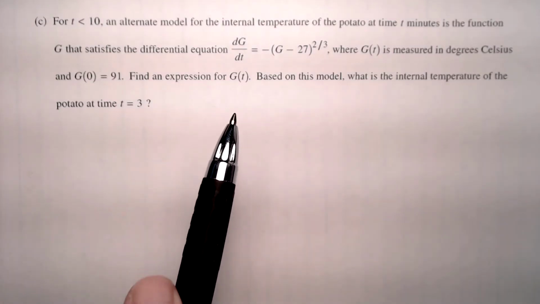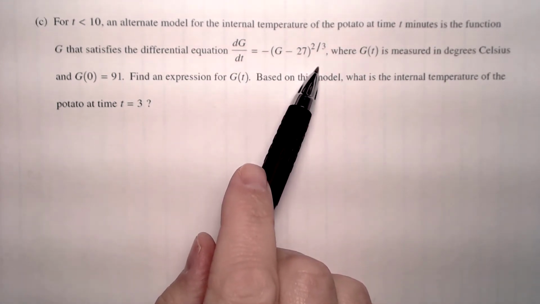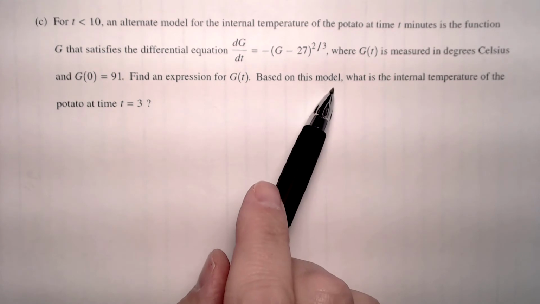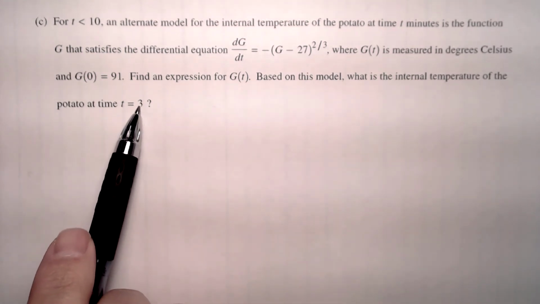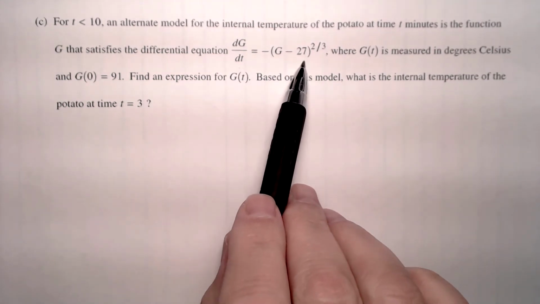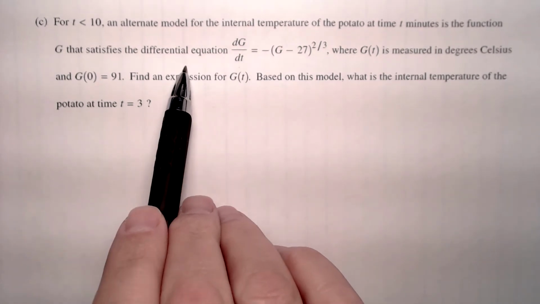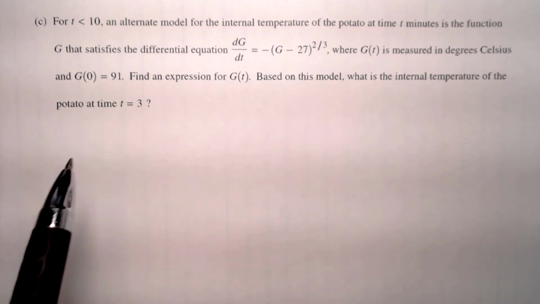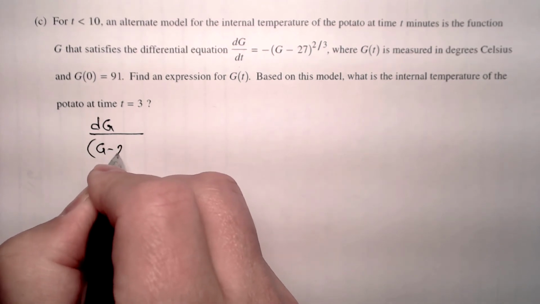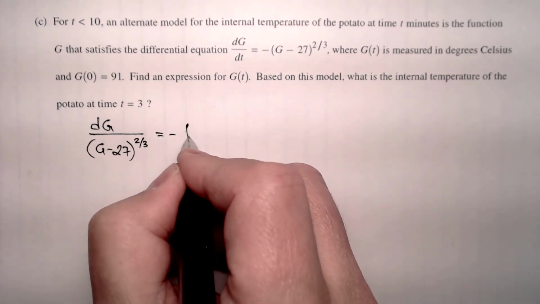In this question, we are given a new function g, which satisfies this differential equation, and the same initial condition. We need to solve for g of t, and then based on the model, we need to find the temperature of the potato at time t equals 3. And so let's solve this differential equation by separation of variables, which means bringing all variable g to the left-hand side and all variable t to the right-hand side. So we get dg divided by (g minus 27) to the power 2/3 equal negative dt.